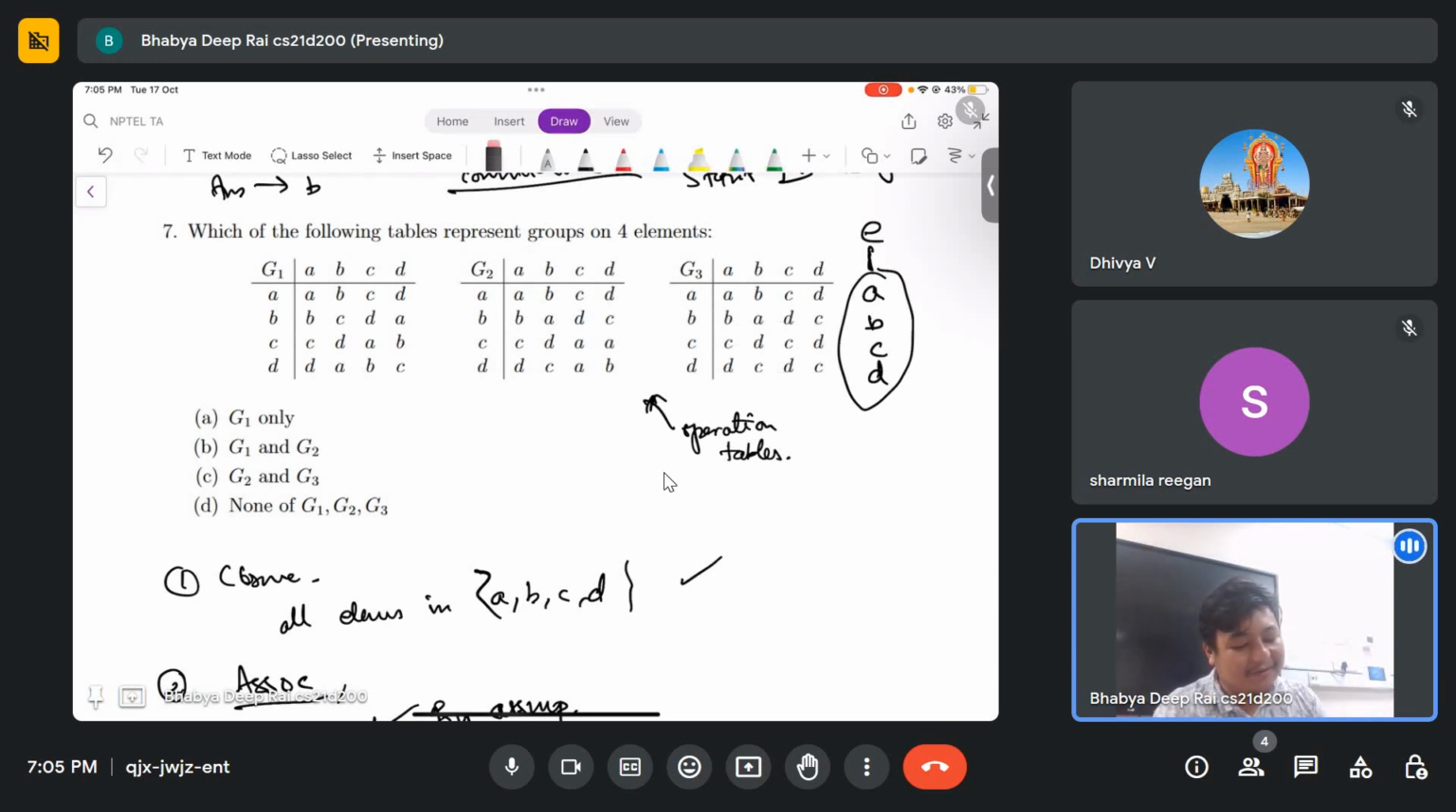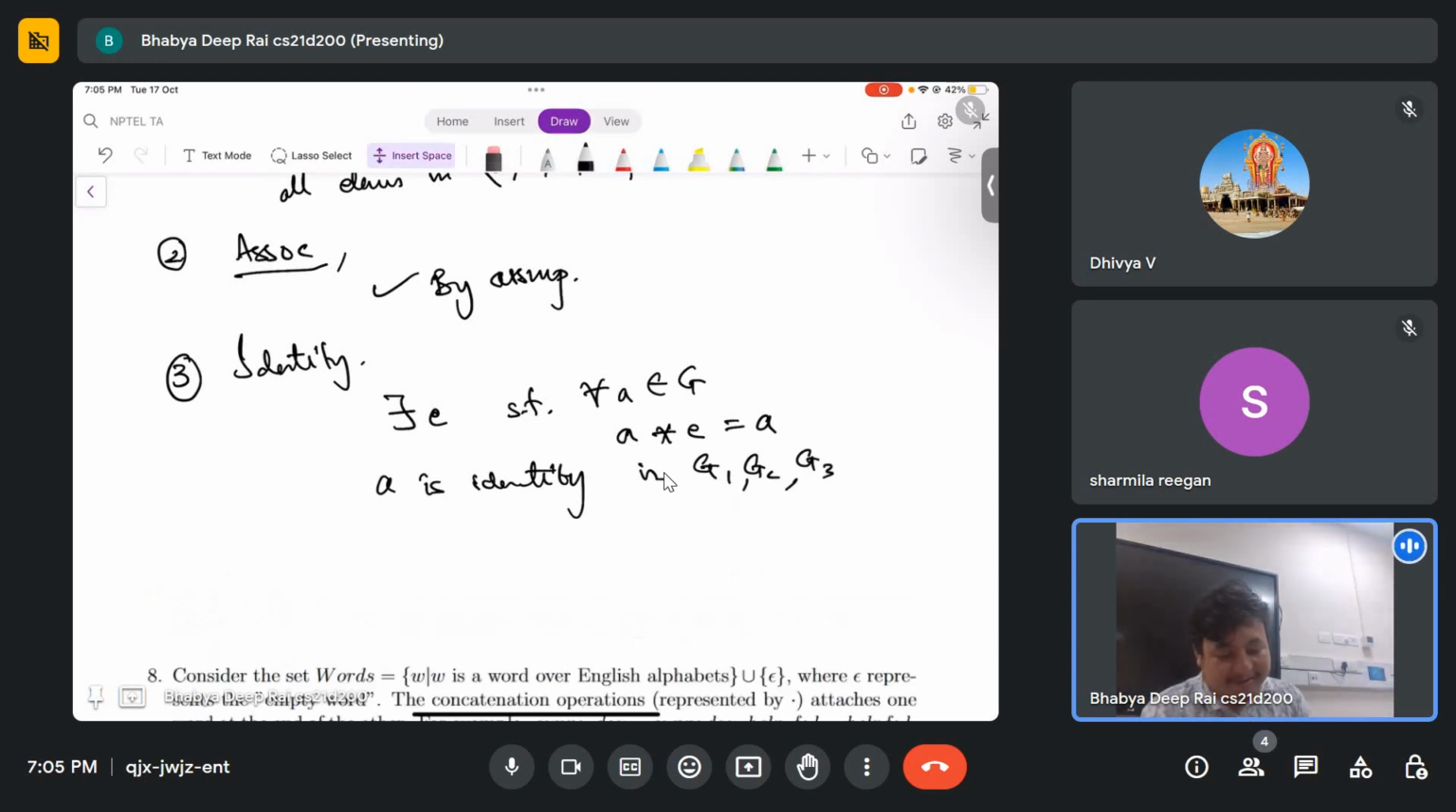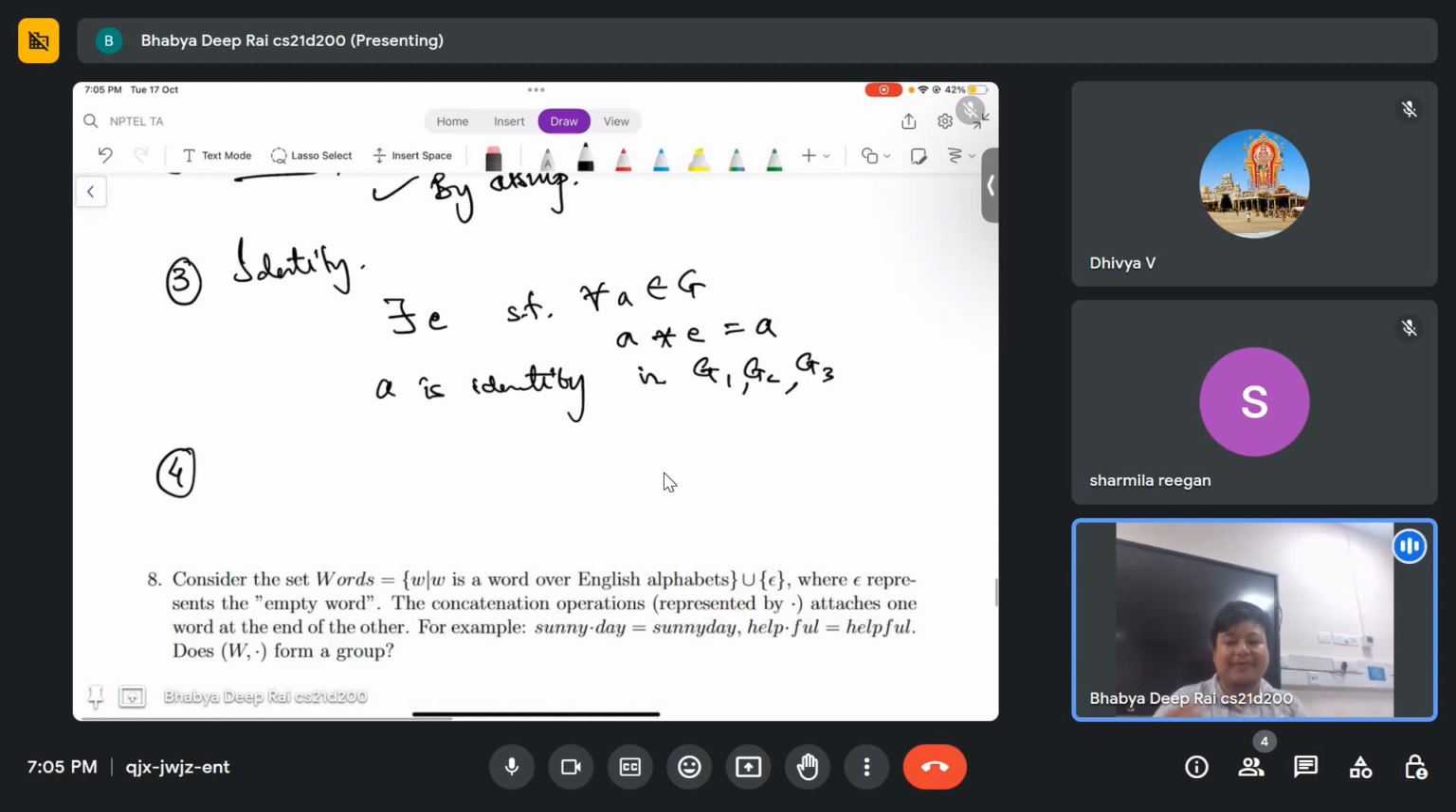Then this kind of a column A, B, C, D would represent the identity element. Do I have such kind of column? Yes, I have it here. I have such a column here. I have such a column here. In all the cases, it's A, A, A. So A is identity in G1, G2, G3. All three groups, all three sets, not groups yet because we have not checked whether they are groups.